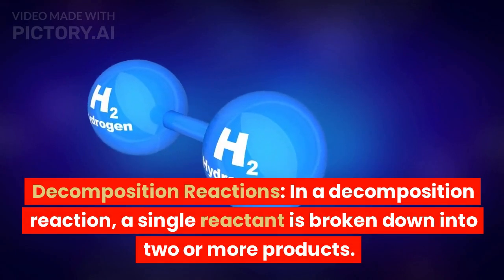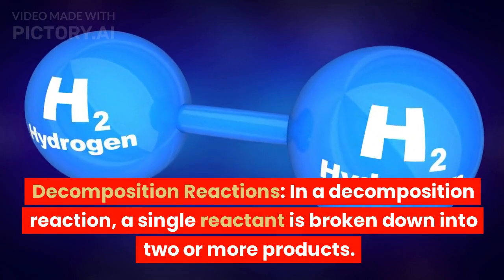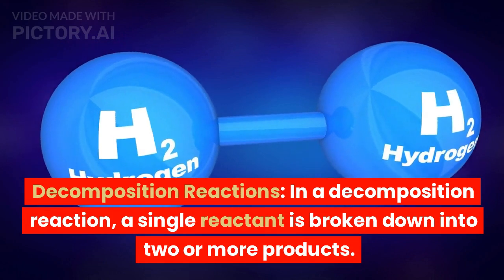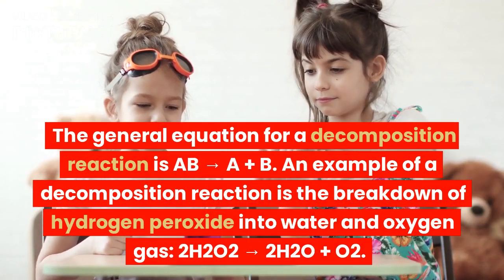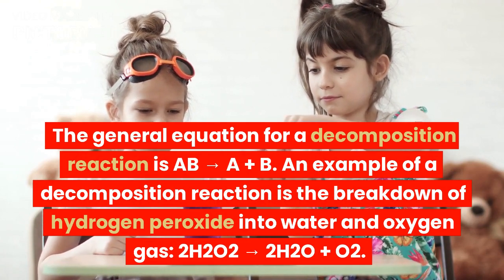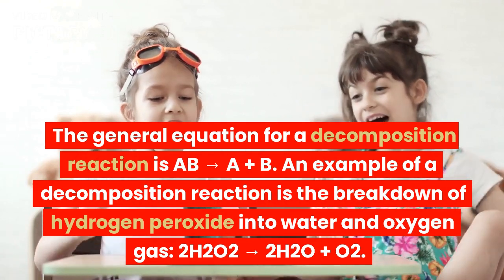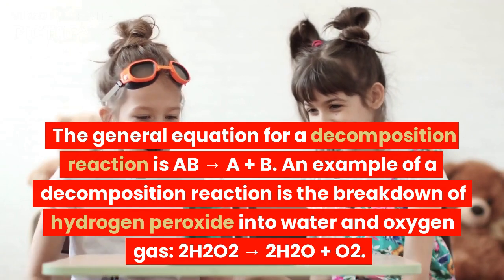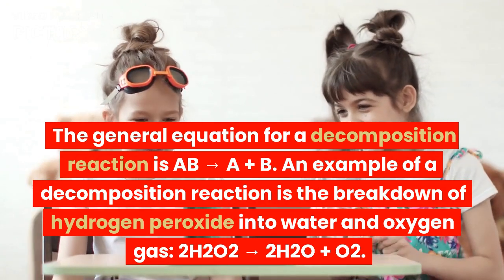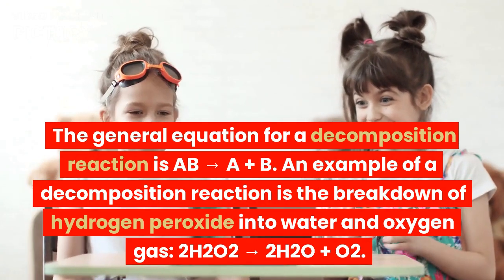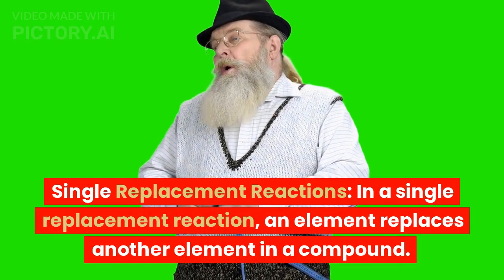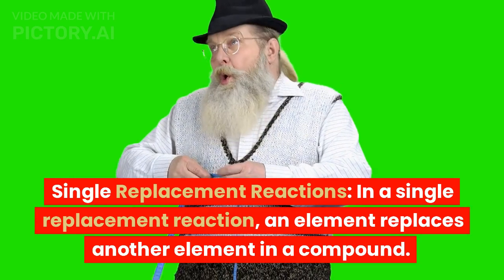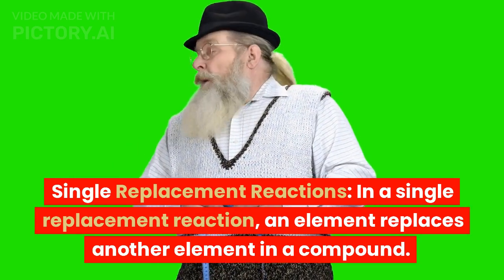Decomposition reactions. In a decomposition reaction, a single reactant is broken down into two or more products. The general equation for a decomposition reaction is AB → A + B. An example of a decomposition reaction is the breakdown of hydrogen peroxide into water and oxygen gas, 2H2O2 → 2H2O + O2.